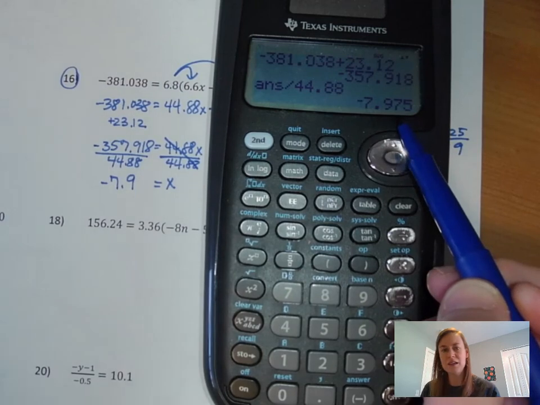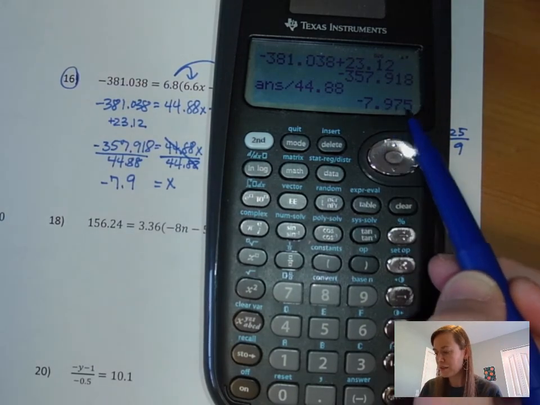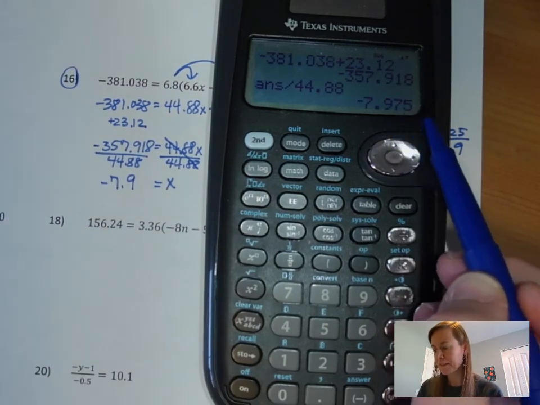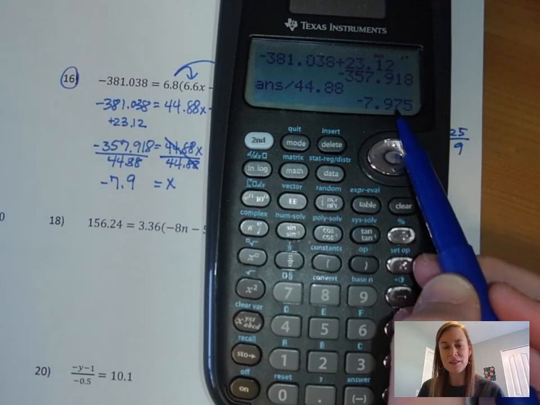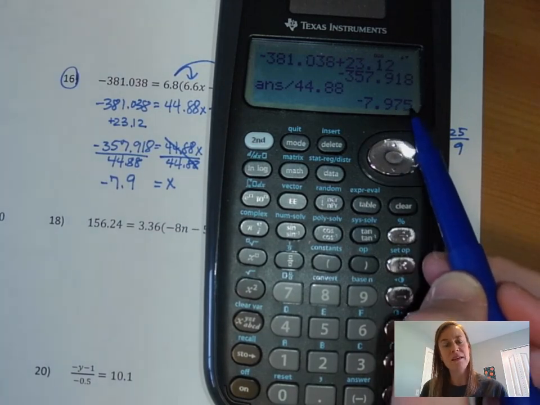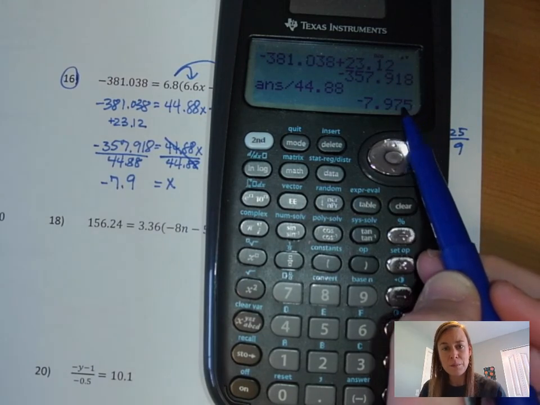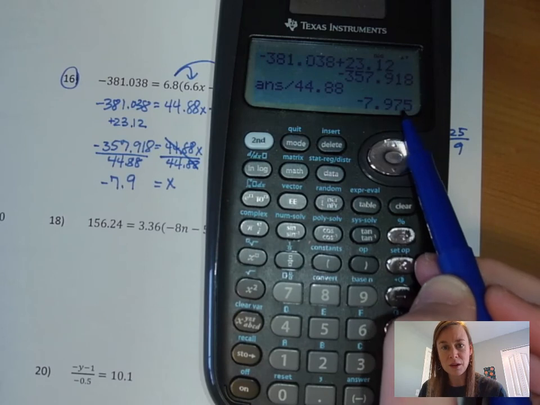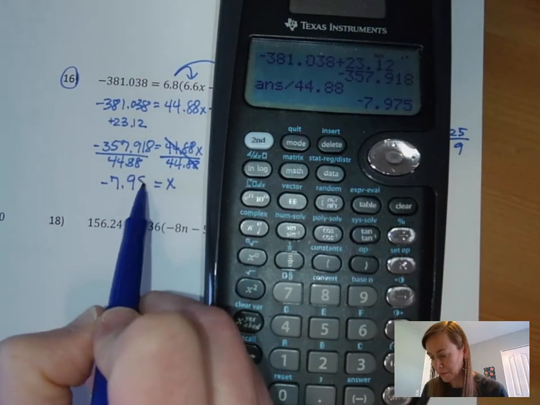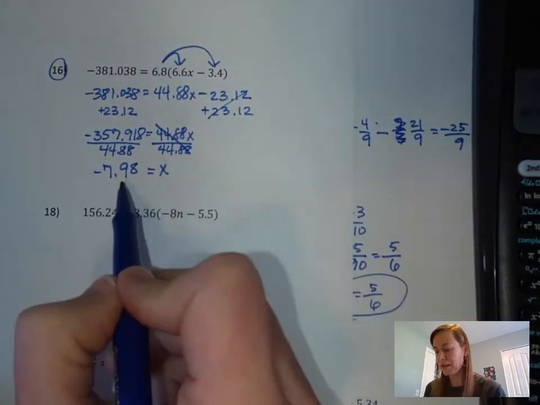It said to round to the nearest hundredth. So which of these numbers is in the hundredths place? That 7 is, right? So let's look at the next number, which is 5. And as you remember, if that next number is 5 or higher, then you need to bump this up in your rounding. So I'm going to write negative 7.98 here for my rounding. And that's my final answer.